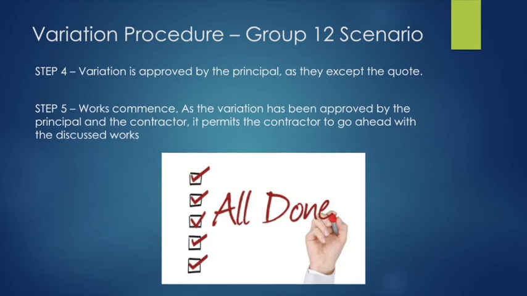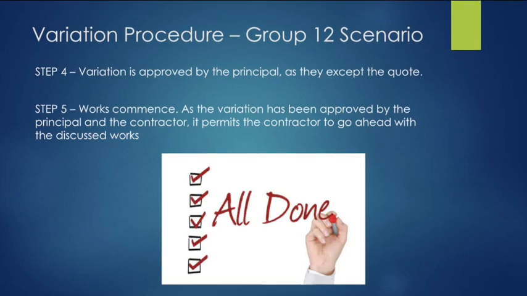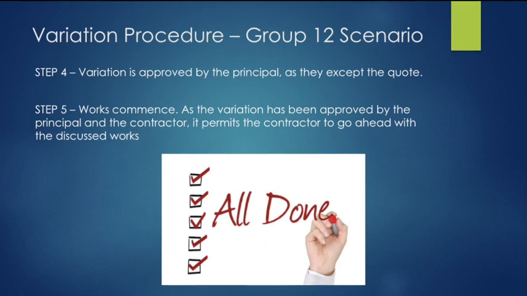In step 4 of the variation procedure, this is when the variation is either approved or declined by the principal. In our particular scenario, the variation is approved. That means that in step 5, works can commence. After these works have been completed, the contractor can then bill the principal for the variation works. This usually takes up to 1 to 2 months.